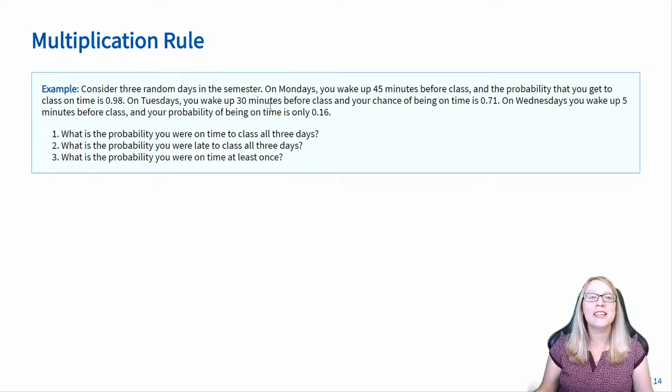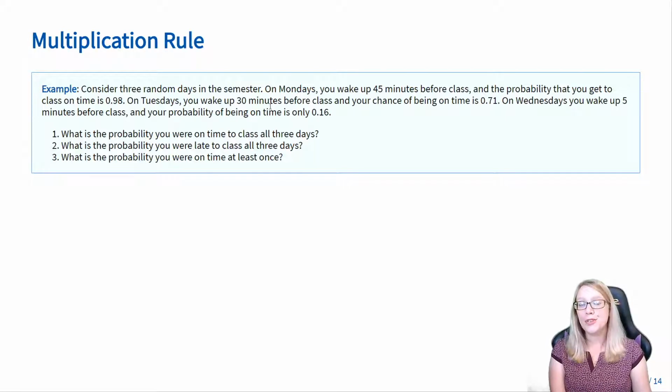So, let's consider 3 random days in the semester. On Mondays, you wake up 45 minutes before class. The probability that you get to class on time is about 98%, so Mondays are pretty good days. Tuesdays, a little bit more rushed. You wake up 30 minutes before class, you've got a 71% chance of being on time. Wednesdays are rough. You wake up 5 minutes before class, you only have a 16% chance of being on time.